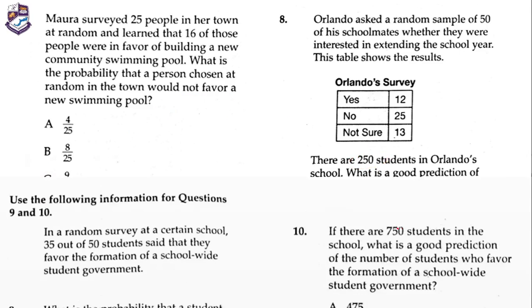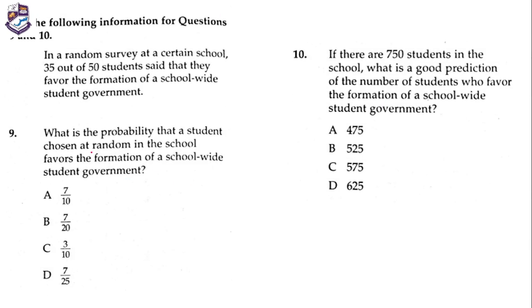All right, so let's try another one of those here for number 10, but let's do 9 first. It says 35 out of 50 people said they'd favor school-wide student government. All right, so what is the probability that a person chosen at random in school would favor the school-wide government? Well, 35 out of 50 people said, yeah, we would support that. What would that simplify to? When you divide it by 5 over 5, you get 7/10. So 7/10 of the people said that they would favor that.